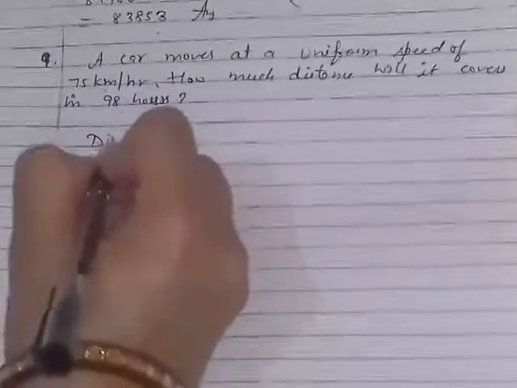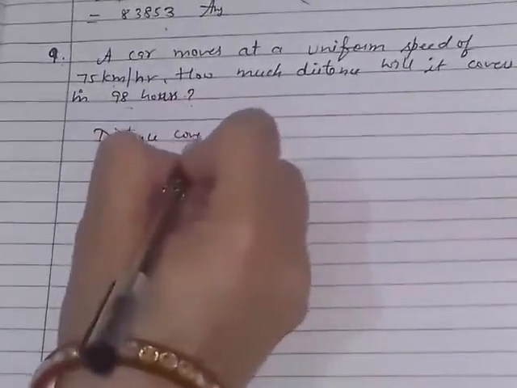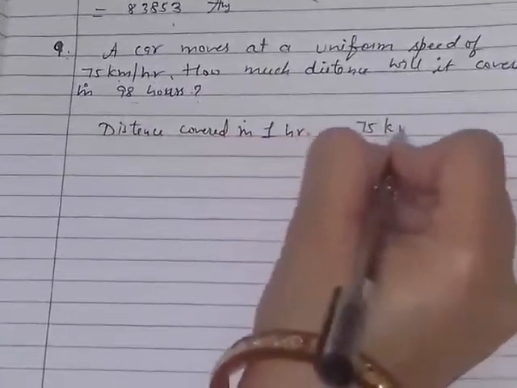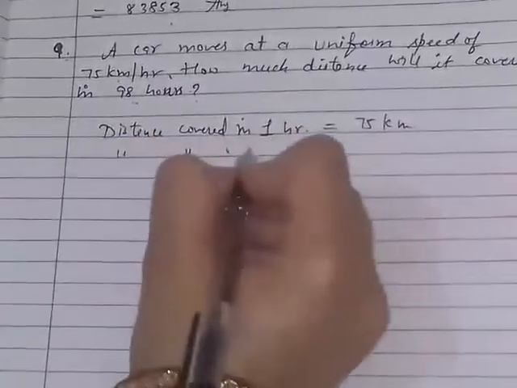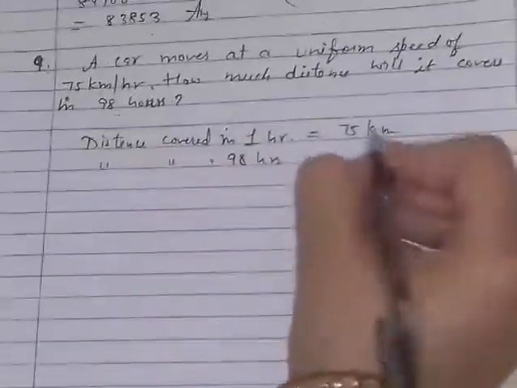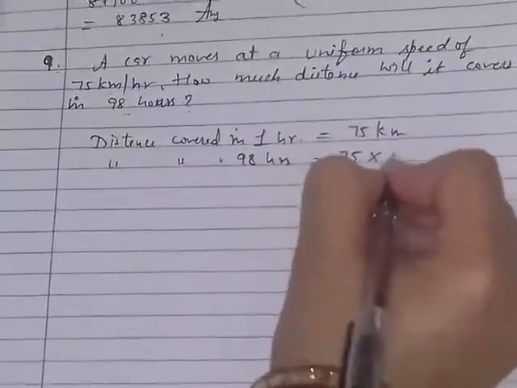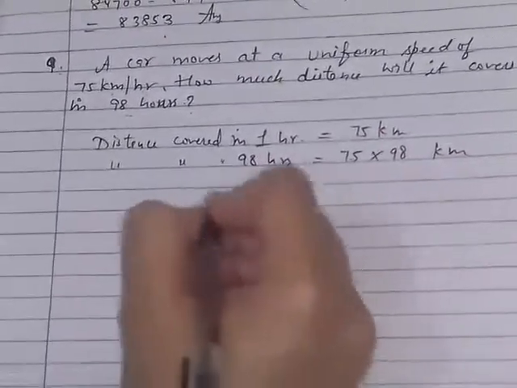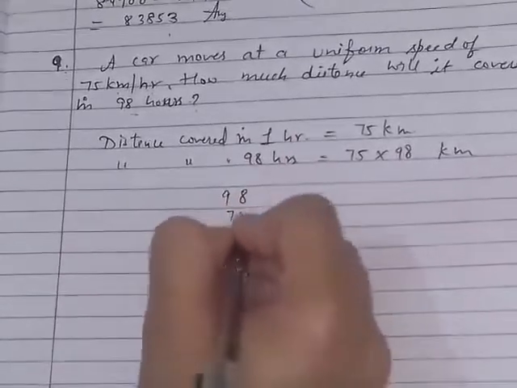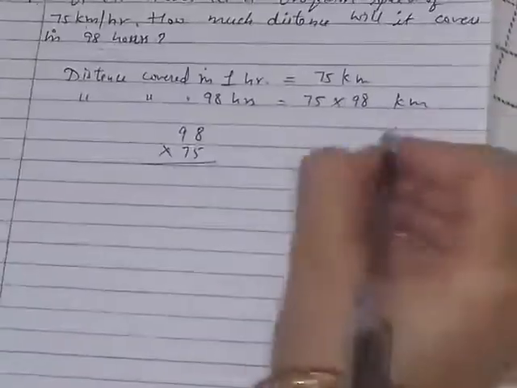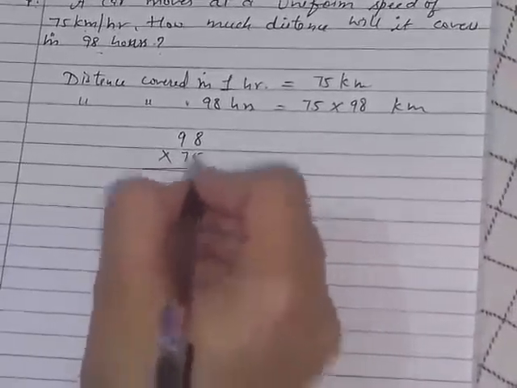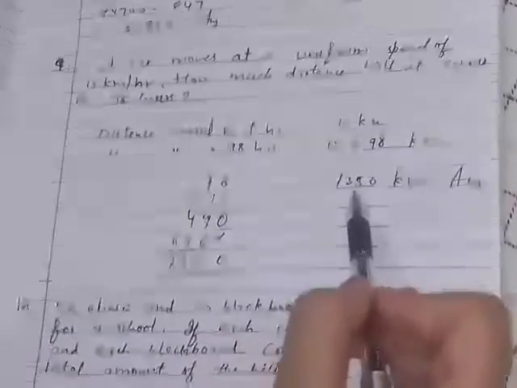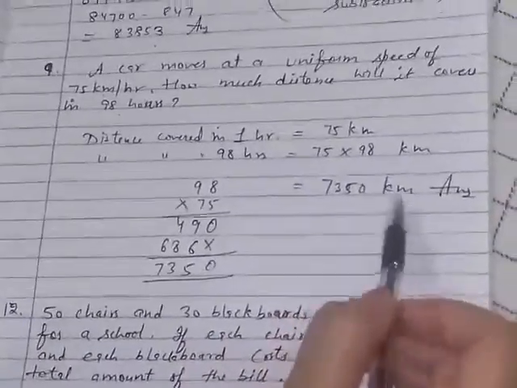Write down the statement. Distance covered in 1 hour is 75 km, and we have to find the distance covered in 98 hours. One's value is given, you have to find the 98 value, so simple multiplication, multiply this. Here it is not written to use a property, so you can simply multiply or use the distributive property. Multiply this. 7350 km is the answer.